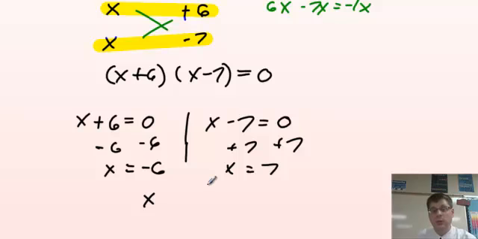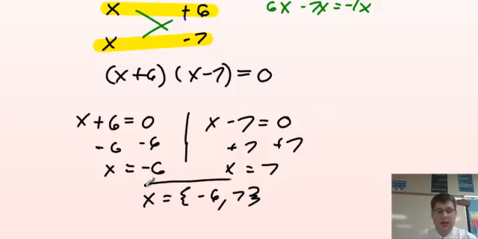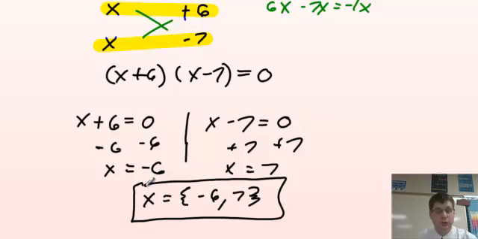So here's how you write your answer. Because you have more than one value for x, we're going to use set notation. So I'm going to say x is equal to negative 6, comma, 7. That's the value of x. It's actually 2 solutions. So there you go. That's our first part of factoring. We'll add a little bit more to factoring next.